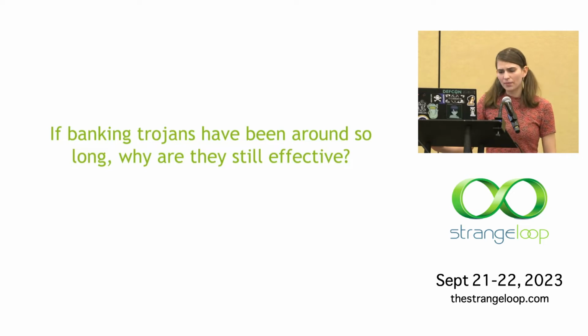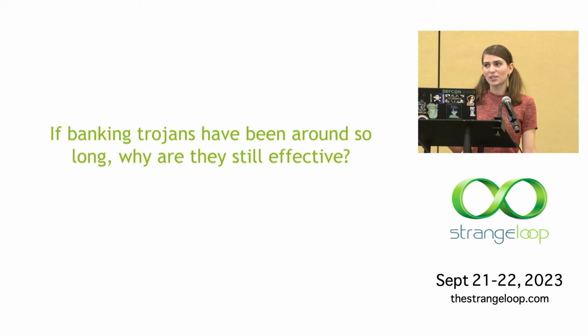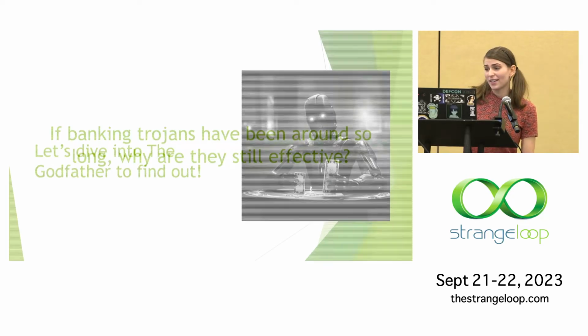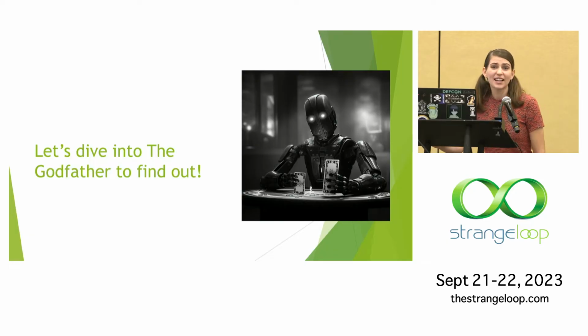So you might be thinking, if banking Trojans are so prevalent and they've been seen in the wild so much, why are they still effective? Why can't we just block all of them? So what we're going to have to do today is dive into the code and figure out why. Why are they doing this? What are they trying to accomplish? And how come we can't stop them?